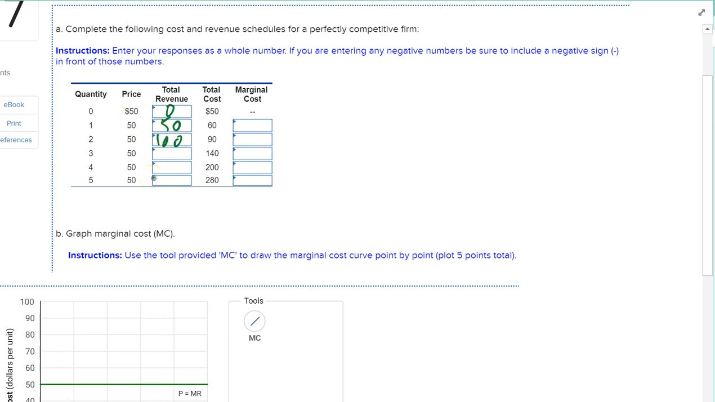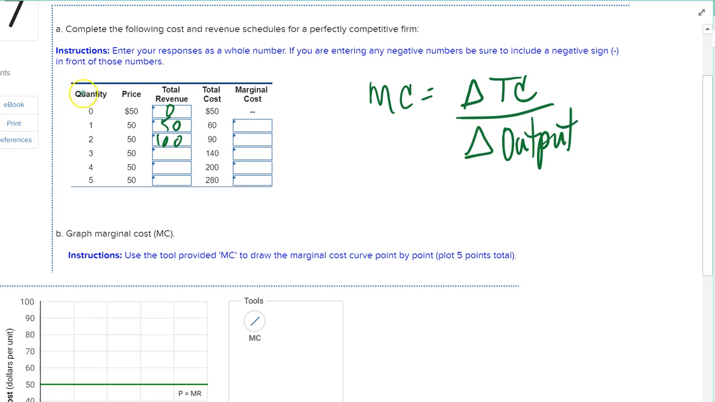So that becomes easy. Total cost is, well, they're looking for marginal cost. Marginal cost, as a reminder of how we calculate that, is the change in total cost divided by the change in output. Since in this case the change in output is always 1, it's just the change in total cost. So we can go 50 to 60, marginal cost then is 10. 60 to 90, marginal cost is 30. 90 to 140, marginal cost is 50, and so on. So that part is pretty manageable.